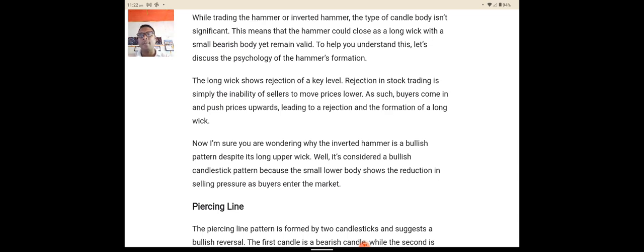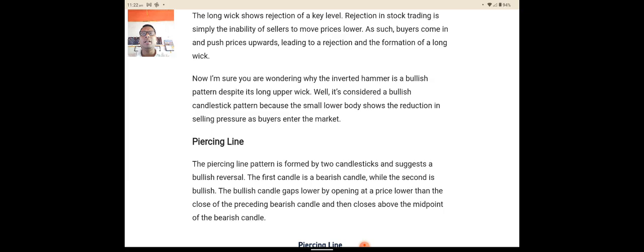Now I am sure you are wondering why the inverted hammer is a bullish pattern despite its long upper wick. Well, it is considered a bullish candlestick pattern because the small lower body shows a reduction in selling pressure as buyers enter the market.